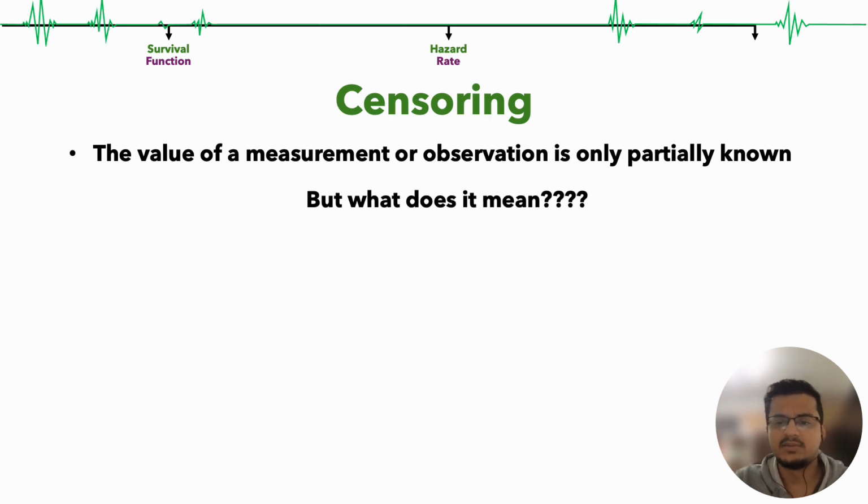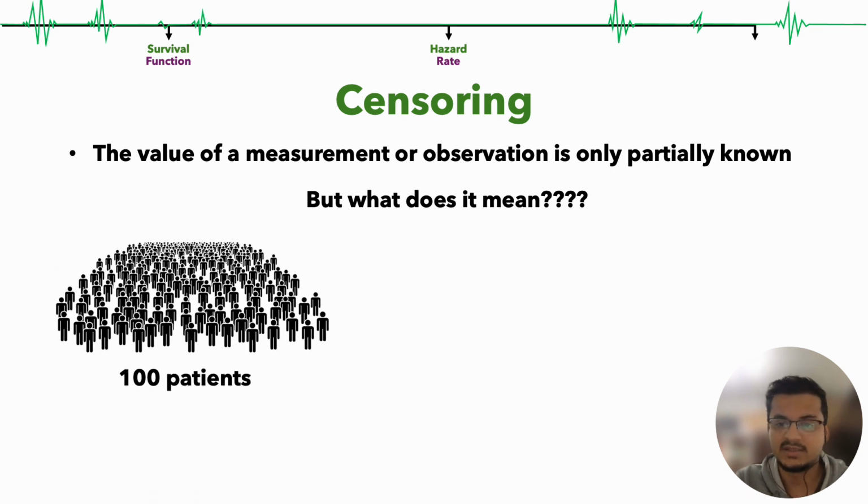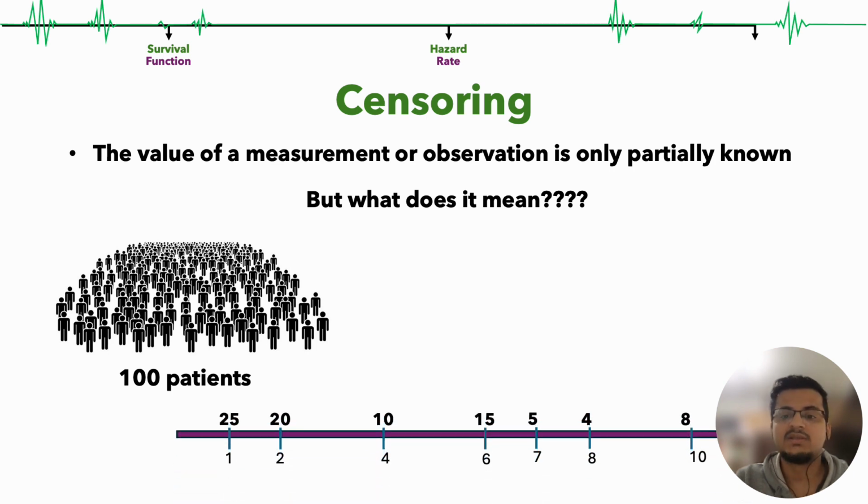Let's take an example. Let's say we conducted a study to measure the impact of a drug on mortality rate on 100 patients. The event we are interested in here is death. Every time one of the patients dies, we record their time of death. For example, let's say 25 people died in 1 year, 20 died in 2 years, 10 died in 4 years, 15 died in 6 years, and so on. But by the end of 11 years, we only had 90 deaths.